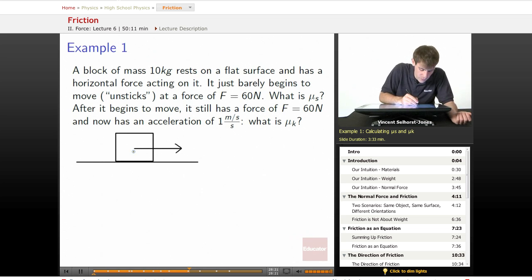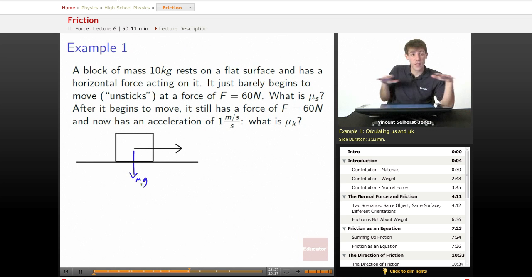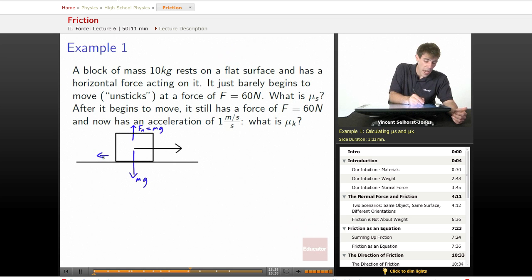All right, so first let's do a quick free body diagram. What forces are operating on this? Well, there's mg pulling down. It's a flat surface, and the force is horizontal, so there's nothing else pushing down on it. So we know that Fn is going to be equal to mg. They're going to cancel one another out. So now we're going to work towards figuring out what our friction is. And we know that friction is going to pull this way.